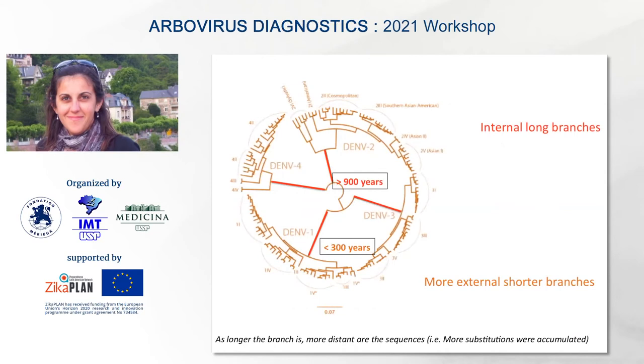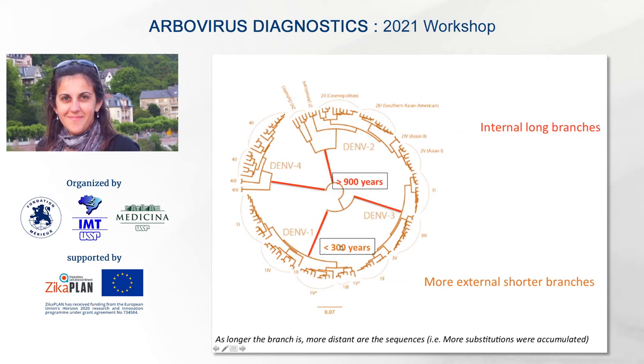And the combination of mutation rates and all the selection pressures is reflected in what we see in the phylogenetic tree. As you may know, the longer the branch is, the more distant the sequences are. I mean, more substitutions were accumulated. For this reason, the longest branches are those that define the most divergent sequences.